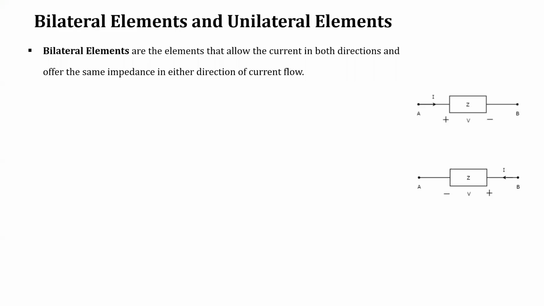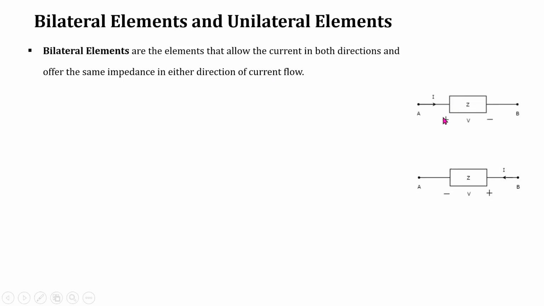Bilateral and unilateral elements. Bilateral elements are the elements that allow the current in both directions and offer the same impedance in either direction of the current flow. Consider the figure here. It is an element Z providing an impedance Z value between the nodes A and B, and the current I is flowing from A to B. Because of the flow of the current I, a voltage V is produced across the element Z.